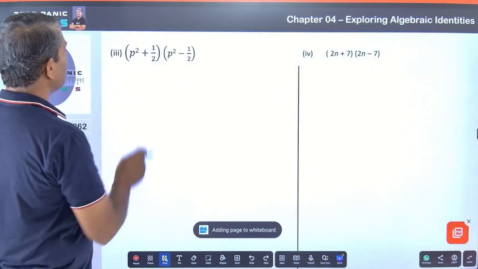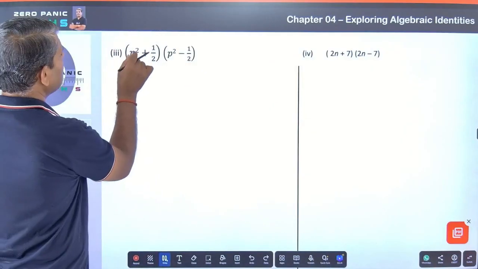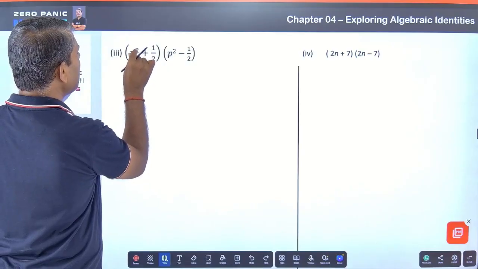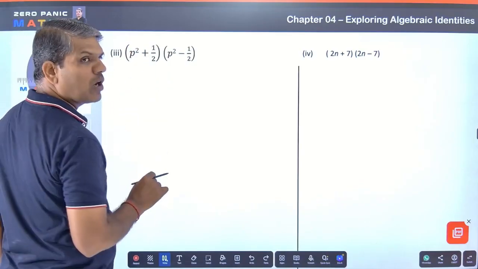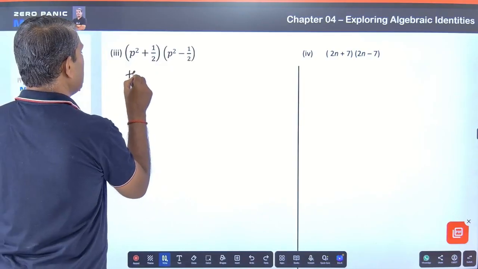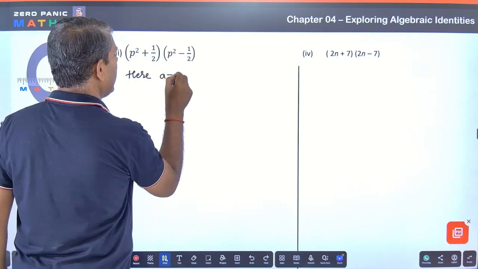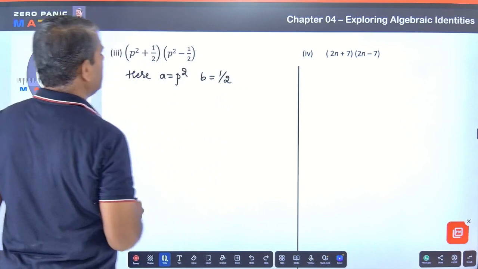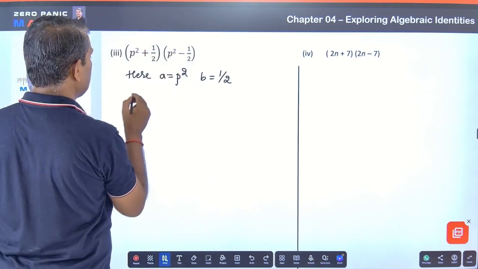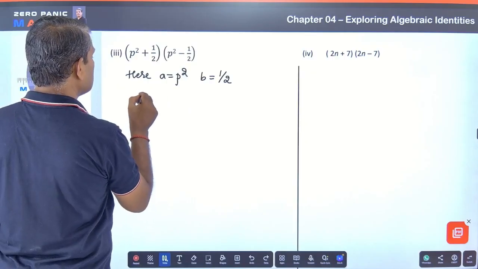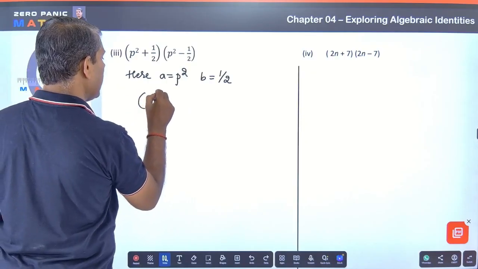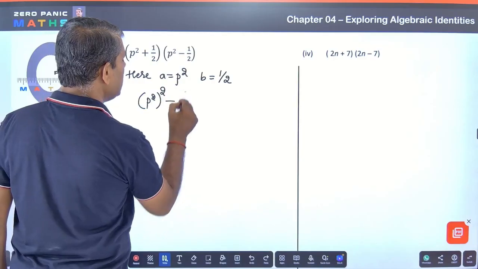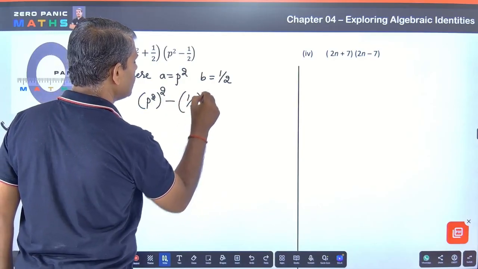Now let us quickly go to the third problem. Again, this is also a plus b, a minus b, but the difference here is a itself is p square and b is 1 by 2. So here a is equal to p square, and b is equal to 1 by 2. Now writing a plus b, a minus b as a square minus b square, so a square is p square whole square, minus b square, b square is 1 by 2 whole square.